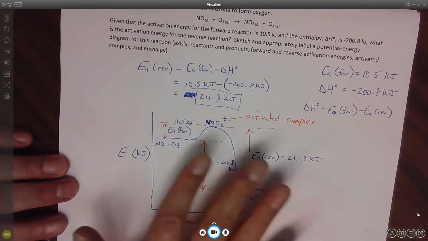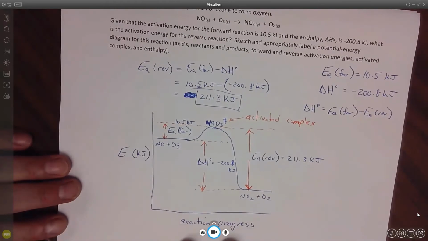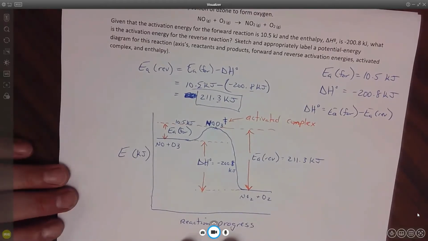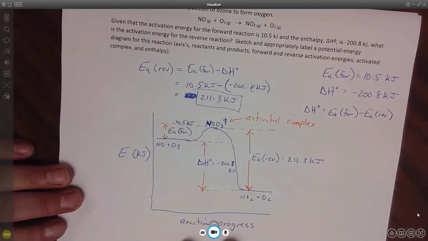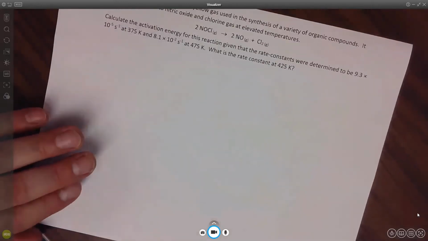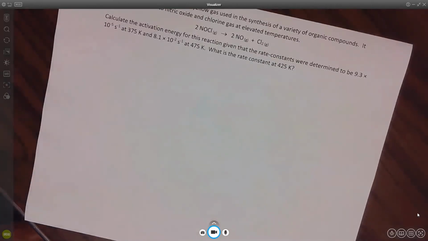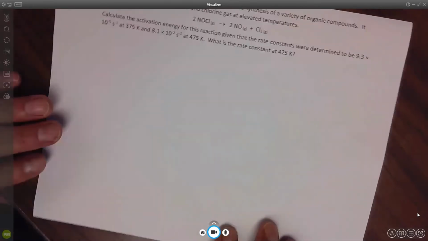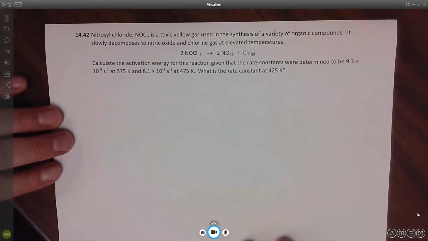Okay, so that's everything that I would want to see if I ask you to draw a potential energy diagram on an exam. Any questions about any of that good stuff? Okay, let's try one more problem before we get back into the lecture slides. This is number 42 out of chapter 14.